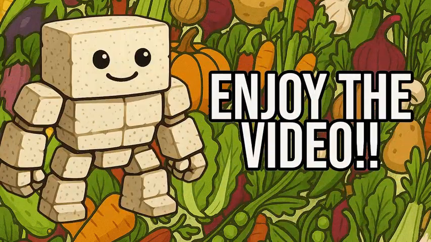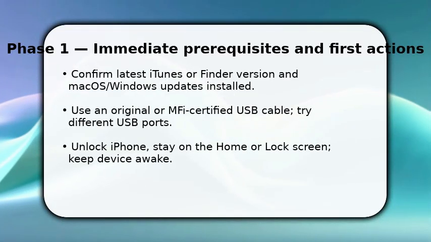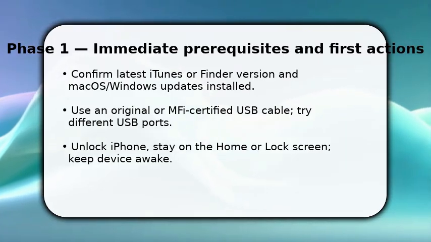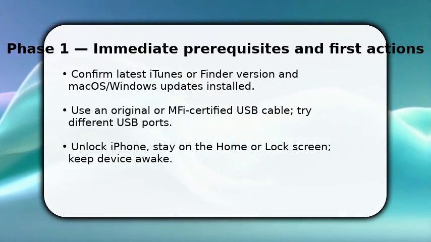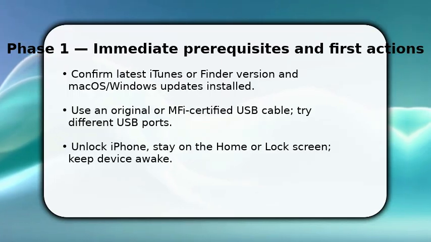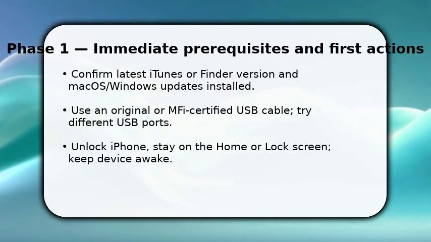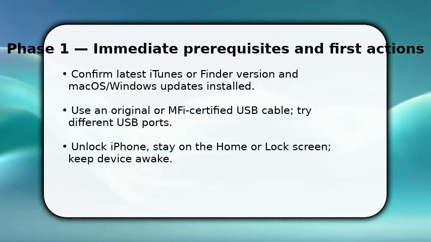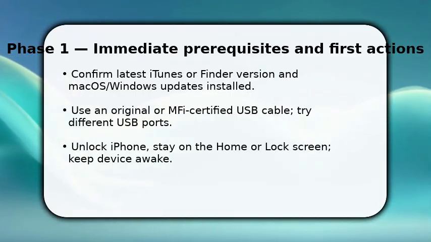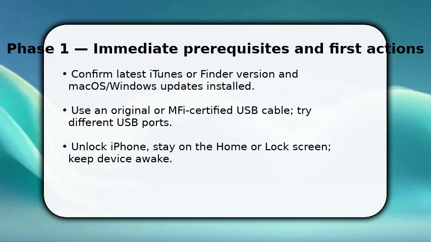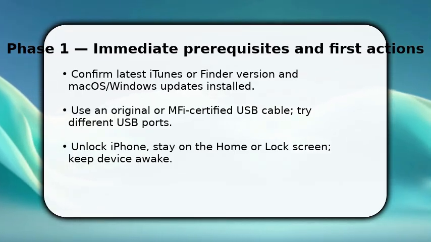Please enjoy the video. You start by preparing the essentials. Update iTunes or Finder and the computer OS, and use an original or MFI-certified Lightning cable to avoid handshake errors. Once done, unlock the iPhone and keep it on the home or lock screen so prompts can appear. If it auto-locks, change auto-lock to never temporarily. Make sure the computer is not in a restricted guest account.